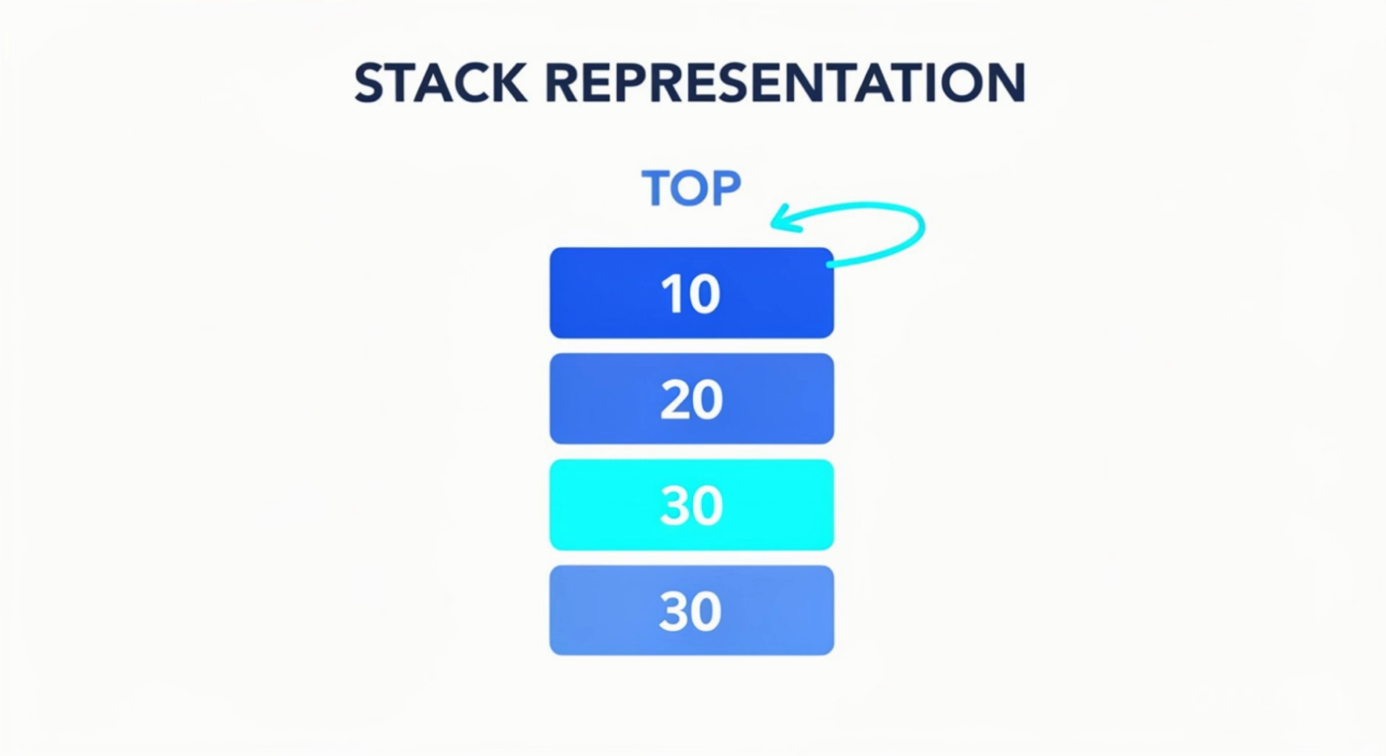Stack can be represented using an array. In stack, we use a variable called top. Top stores the position of the top element. When a stack is empty, top value is equal to -1. Whenever we insert an element, top increases, and whenever we remove an element, top decreases. Top always points to the last element.